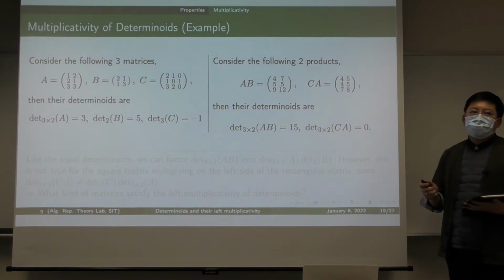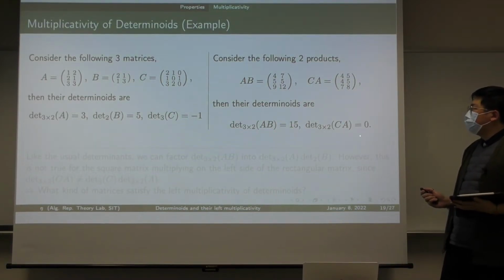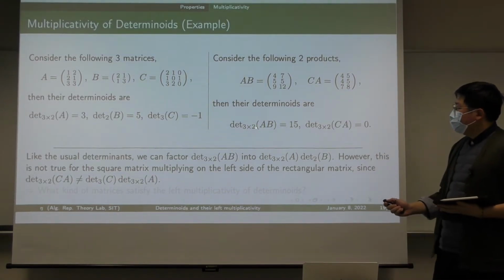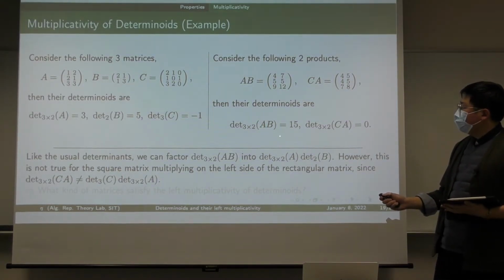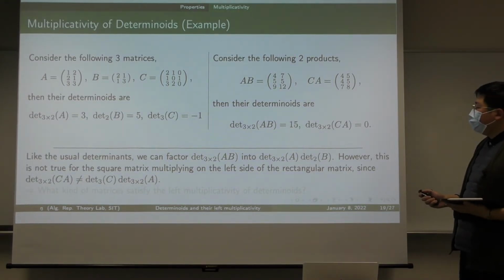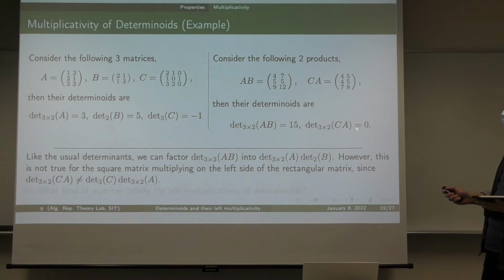So both of them are 3 by 2 matrices, and the determinoids are 15 and 0 respectively. So like usual determinants, the determinoid of AB can factor into determinoid A times determinant of B. So 3 times 5 is indeed 15. However, for CA, it's not true. The determinant of C times the determinoid of A, minus 1 times 3, is minus 3. It's not 0.